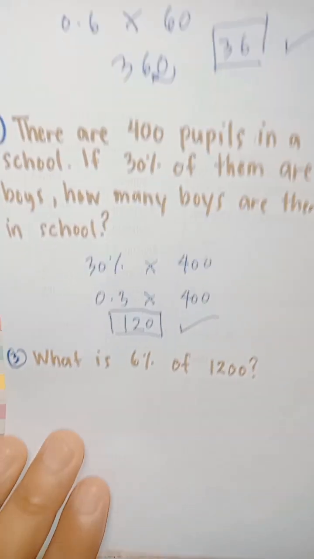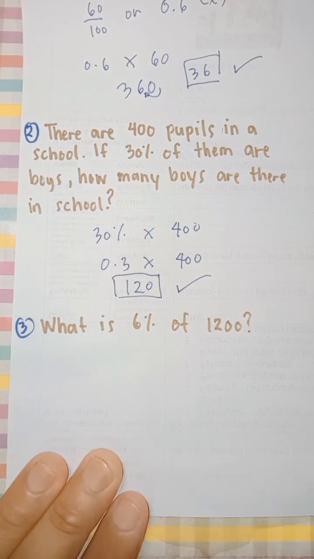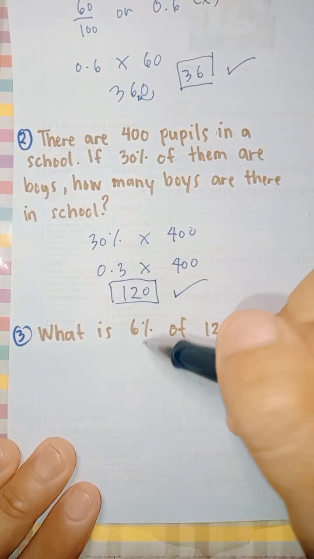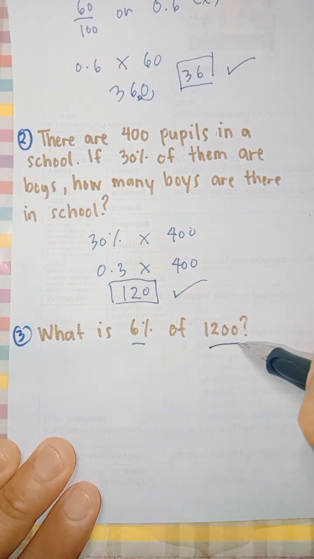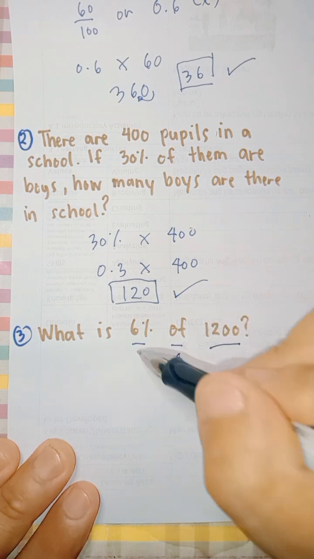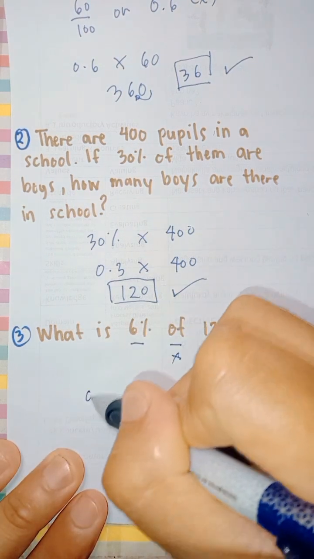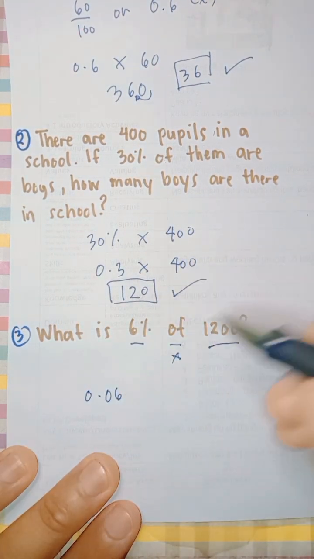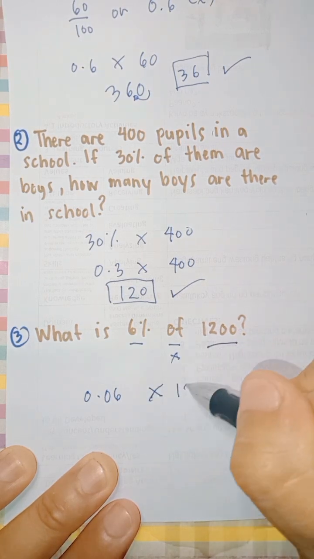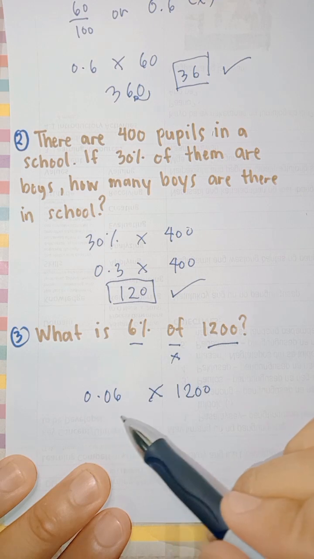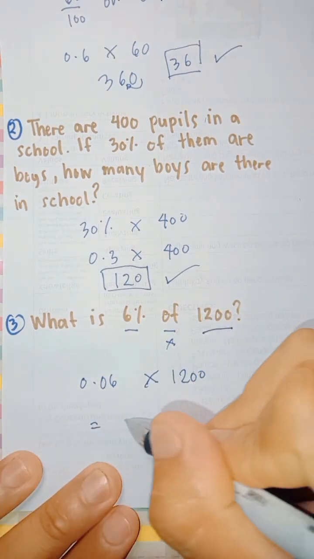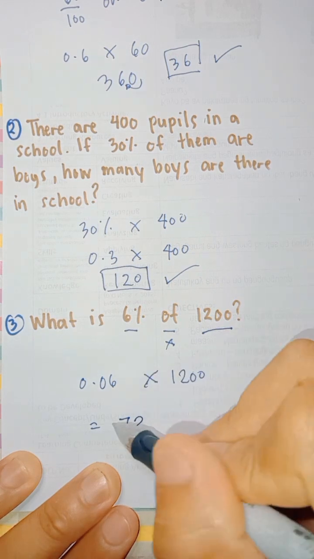Okay, let's proceed to question number 3. What is 6% of 1,200? This is the rate and this is the base, and the word "of" is multiplication. Now, 6% is just 0.06 times 1,200. Now, 0.06 times 1,200 is just 72.